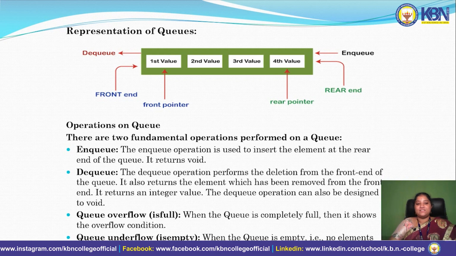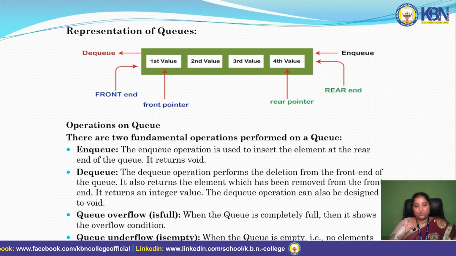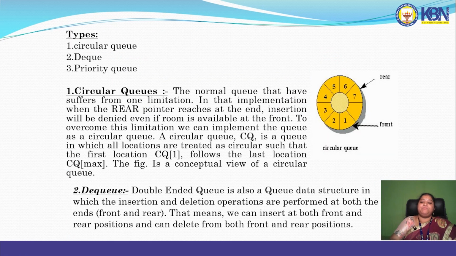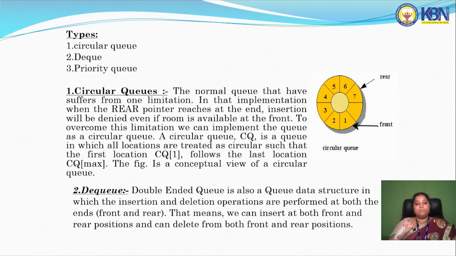In this queue representation, there are four different operations: enqueue, dequeue, queue overflow, that is full, and queue underflow, that is empty. Enqueue means insert an element and dequeue means delete an element. Overflow is when the queue is completely full, and underflow is when it is completely empty. The types of queues are circular queue, double-ended queue and priority queue.